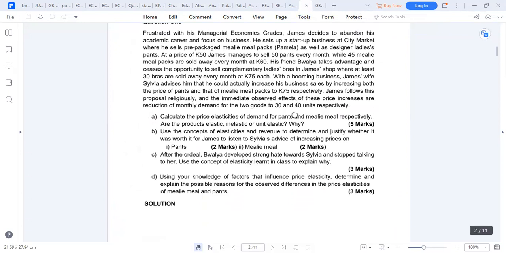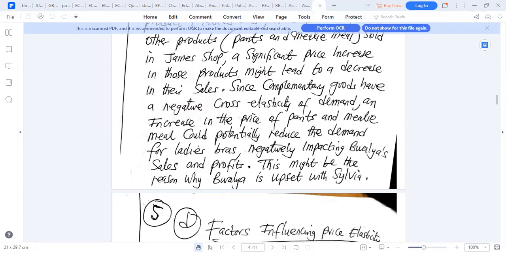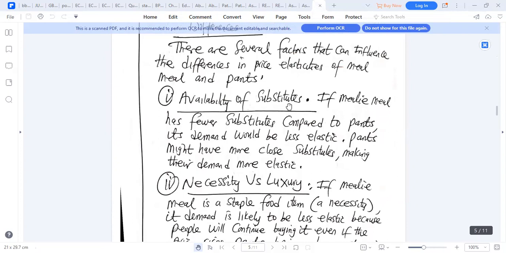So, using your knowledge of the factors that influence price elasticity, determine and explain the possible reasons for the observed differences in price elasticities for mini meal and pants. So, in short, what are the factors of price elasticity? The factors that can influence the differences are the availability of what? Substitutes. So if mini meal has fewer substitutes compared to the pants, its demand will be less elastic. So pants may have close substitutes, making their demand more elastic.